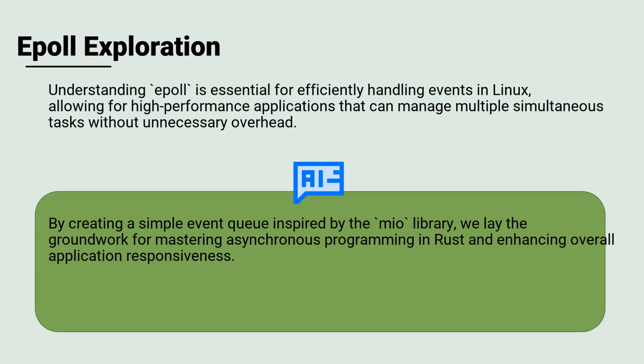So far, we've covered the creation of a cross-platform event queue, focusing on a unified API that works across Windows, macOS, and Linux. We discussed the importance of efficiently managing events through mechanisms like IOCP, kqueue, and epoll. This foundational knowledge sets the stage for our current exploration of epoll, where we will see how it can help enhance application performance in managing numerous simultaneous events.